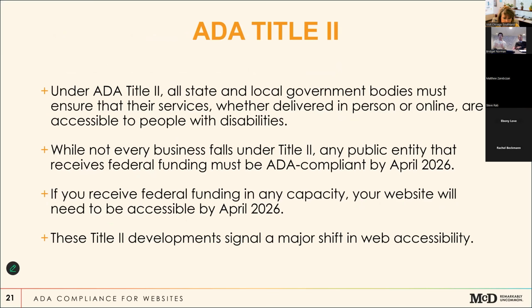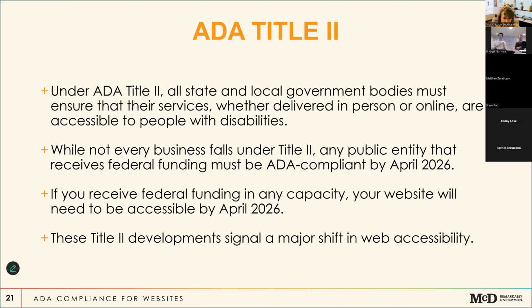So a big development with the ADA right now is ADA Title II. ADA Title II basically means all state and local government bodies must ensure that their services, whether in person or online, are accessible to people with disabilities. Not every business falls under Title II, but any public entity that receives federal funding needs to be ADA compliant under Title II by April 2026. So basically, if you receive federal funding in any capacity, your website will need to be accessible by April 2026.